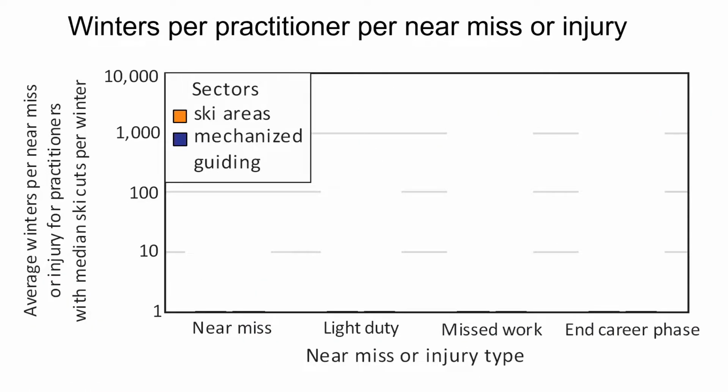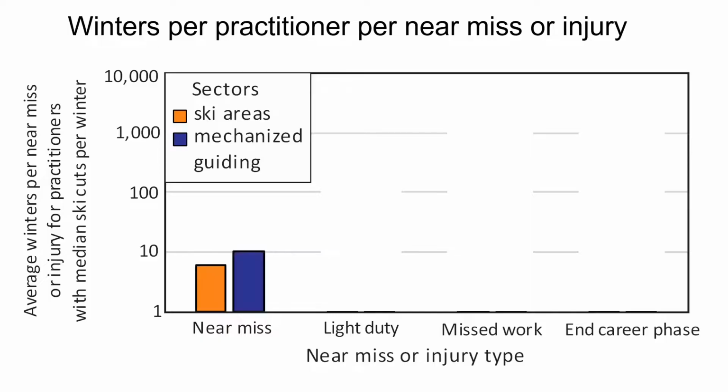So you're probably wondering, what is a practitioner's risk per winter? For this, we use the median number of ski cuts per winter per practitioner from the table shown early in this video. Now, because the injuries per winter is a small number, we flipped that ratio upside down to give the average number of winters per near miss or injury. The left axis of this graph is a log scale to better show the results that are small numbers.